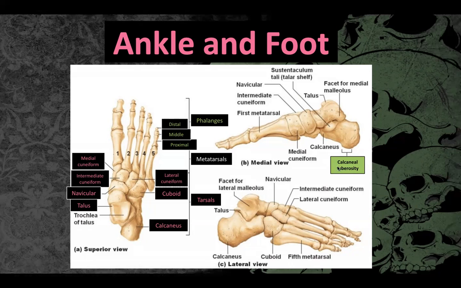So the calcaneal tuberosity here, you could imagine, this is going to be another attachment for a muscle, but this is where the Achilles tendon is going to attach from your gastrocnemius and soleus muscles, your calf muscles. And that's it for all of the appendicular skeleton.